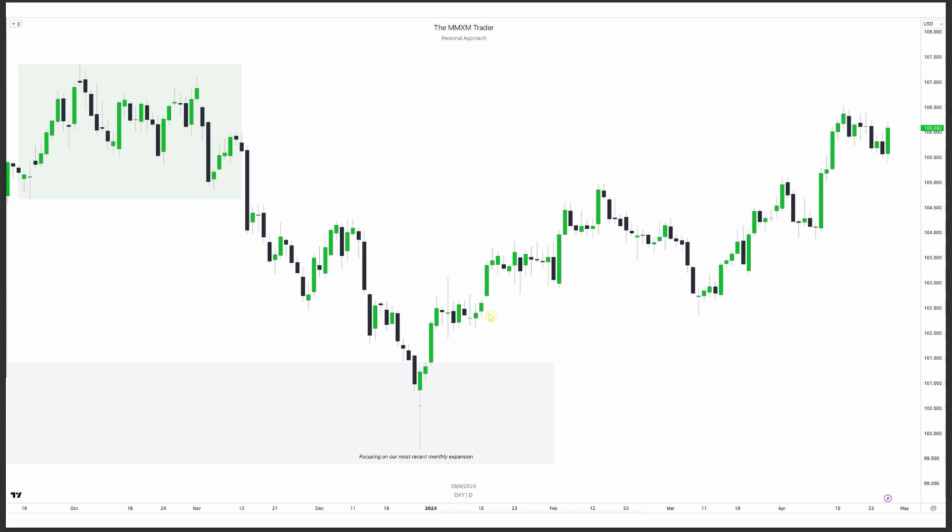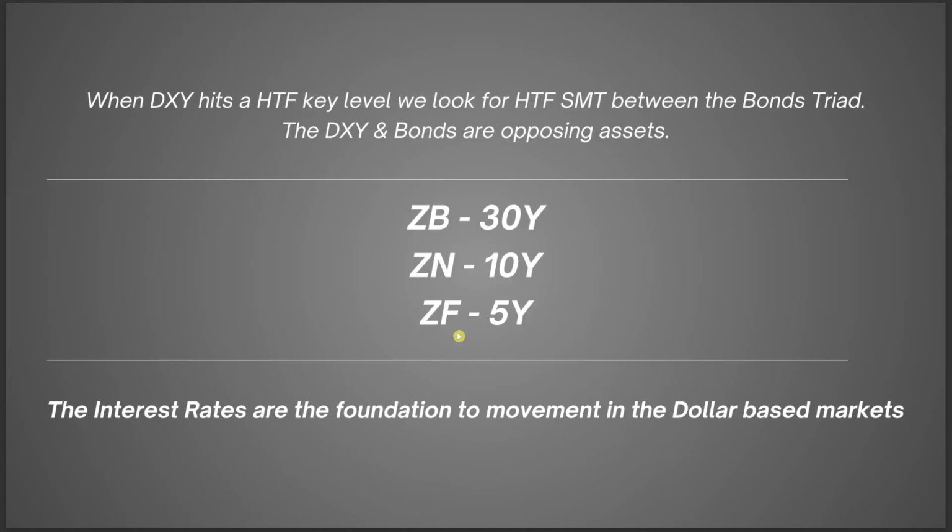We've got a daily time frame over here. So we're focusing on this most recent monthly expansion, right? So what are we gonna do once we hit a higher time frame key level? We are actually gonna be using the bonds triad. So when DXY hits a higher time frame key level, we're going to be looking for that higher time frame SMT between the bonds triad. The DXY and bonds are opposing assets. So I've got the symbols over here for the 30-year, 10-year and the 5-year bonds. And interest rates are the foundation to movement in the dollar-based markets.